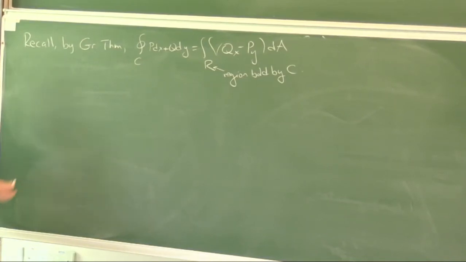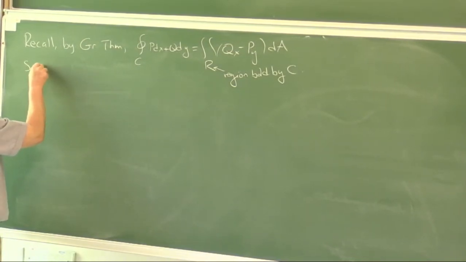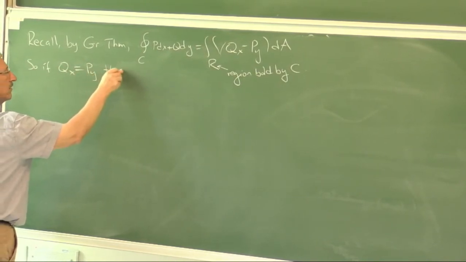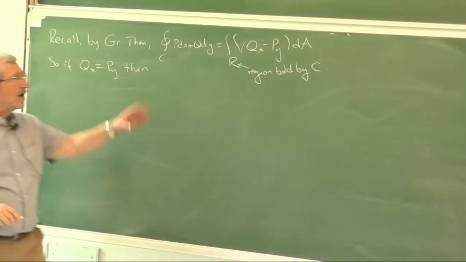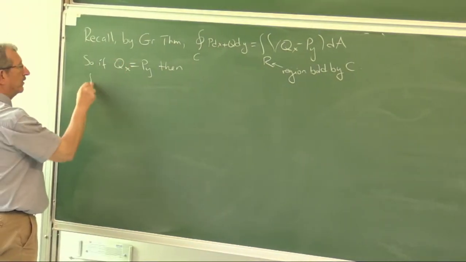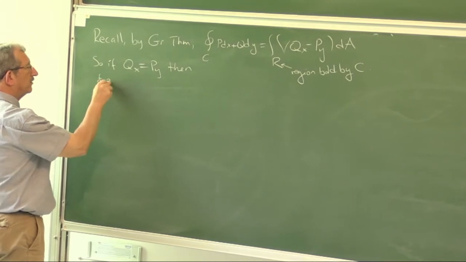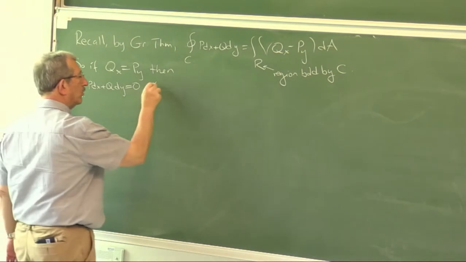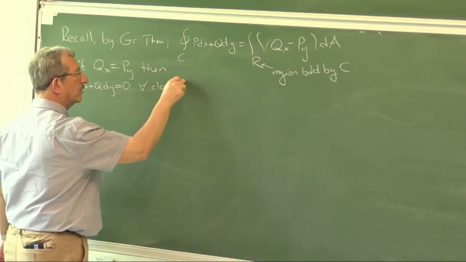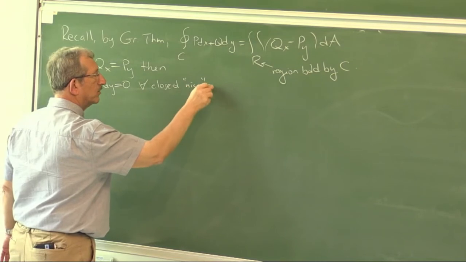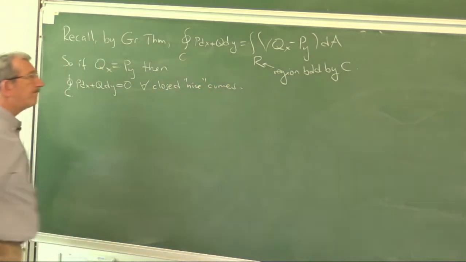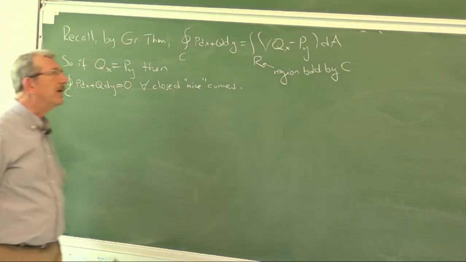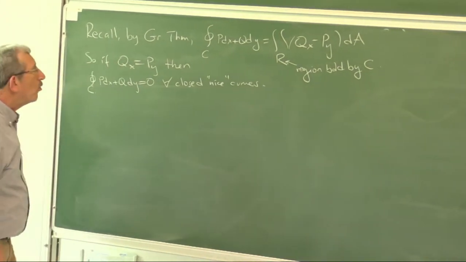Now, this told us that if we had this equality, then the right side would be 0, so the integral would be 0 for all closed nice curves. So there was a significance in this Q sub x being equal to P sub y. When does this hold?